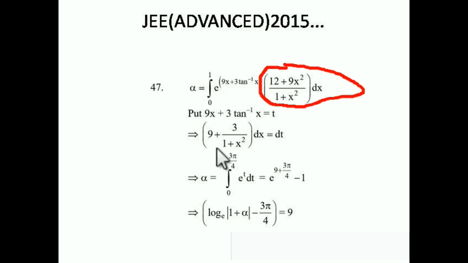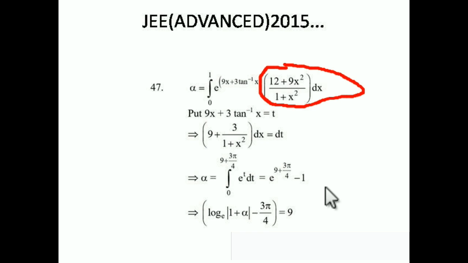Now x is equal to 1. So if we put 1 here, then 9 plus 3 into tan inverse of 1, that is pi by 4. So 9 plus 3 pi by 4, that's the upper limit. Okay, easy to understand. Then e raised to t dt is here. Now the integration of e raised to t is e raised to t, upper limit minus lower limit. That means e raised to 9 plus 3 pi by 4 minus e raised to 0, that is 1. So e raised to 9 plus 3 pi by 4 minus 1. This is the value of alpha.